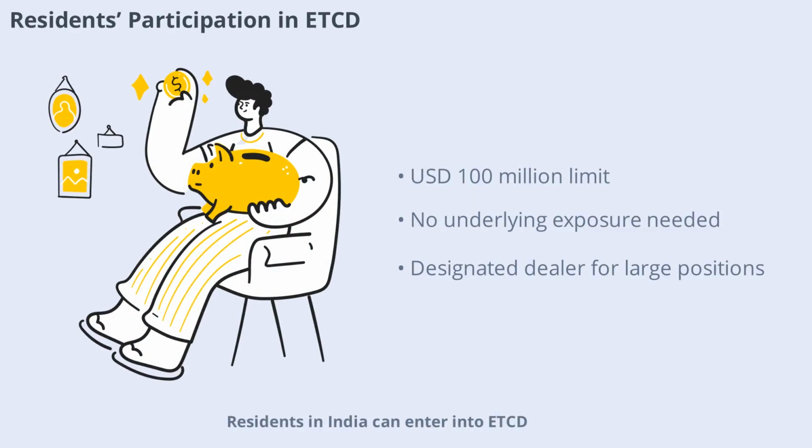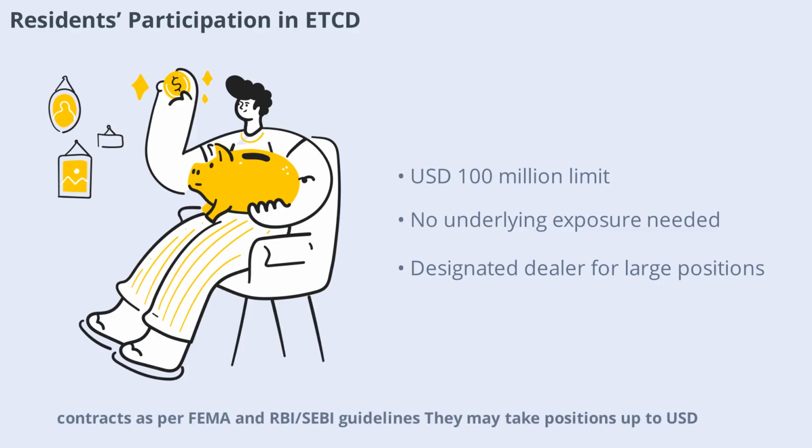Residents in India can enter into ETCD contracts as per FEMA and RBI SEBI guidelines. They may take positions up to USD 100 million equivalent across all INR currency pairs without needing to prove underlying exposure. For positions beyond this limit, users must designate an authorized dealer or custodian, who will monitor compliance and report positions to the exchange.